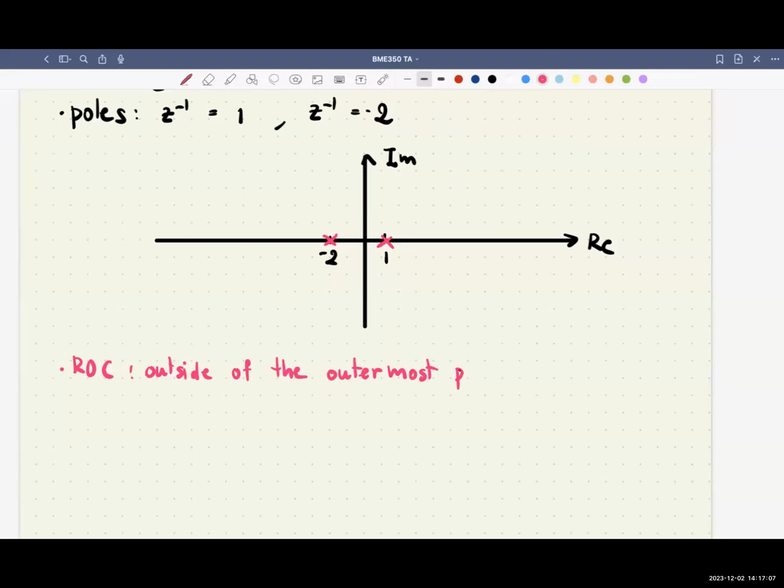Okay, let me see. Our alpha in this case would just be 2, right? Yeah, and the region of convergence is anything greater than 2? Actually, it's not just anything greater than 2. It's outside the circle with radius of 2. But it's not equal to 2, right? Because it doesn't include that. I'm just saying, which one do we use? So it defines it.